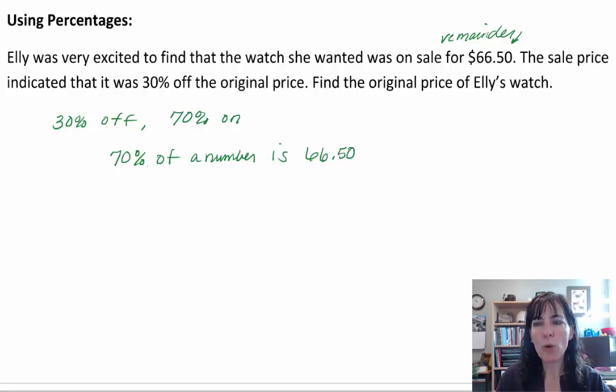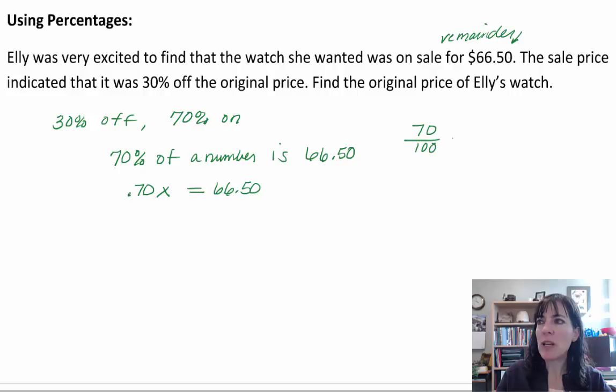$66.50. Or we can also do it as a proportion. This one will give us an equation. It'll be 0.7x, because times will be for the "of", and then x for the number, and then equals $66.50. Or we can write it as a proportion and do 70 out of the total is 66.50, because that's the smaller amount, out of some original value of x.